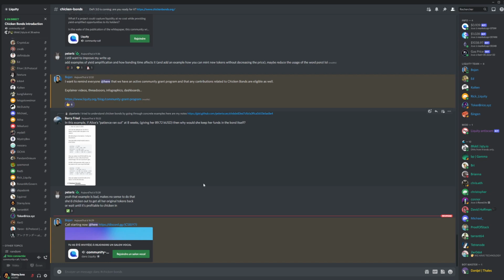So based on the observation of the limit of liquidity mining, Olympus, a while ago already, more than a year ago, came out with this idea of bonding. Let's call it Olympus-style bonding, because again, it's widely different from chicken bond-style bonding.